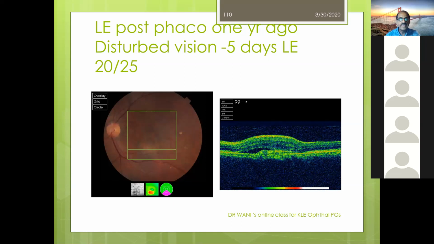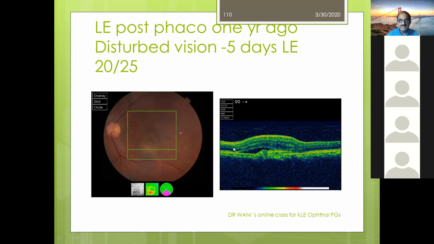Okay. So this patient came with disturbed vision. But we saw some gray elevation here. Can you appreciate this gray elevation? Can all of you appreciate this gray elevation? Yes, sir. Okay.